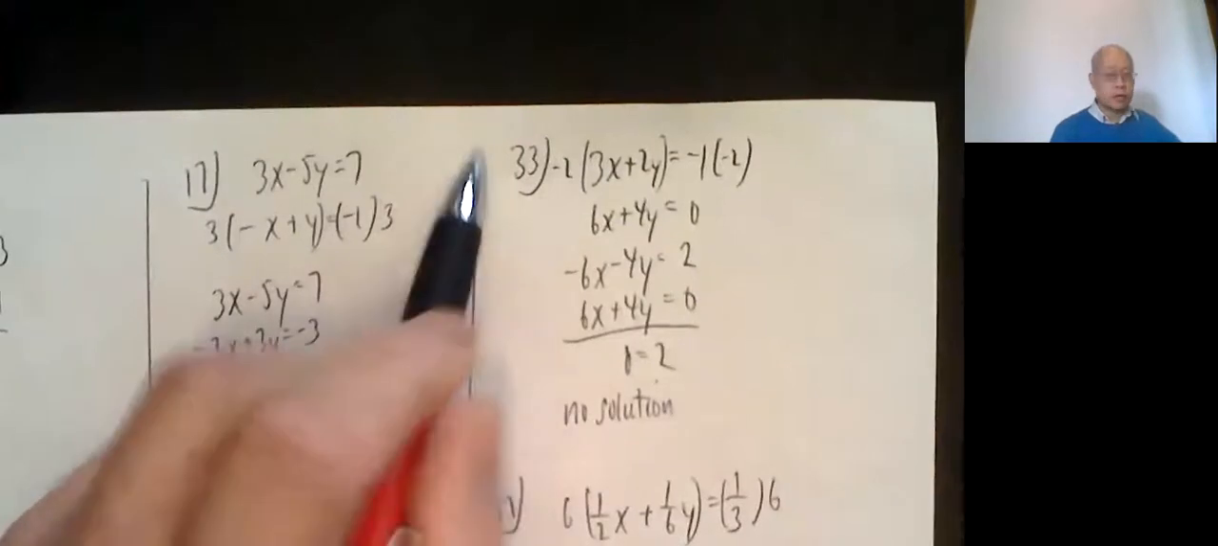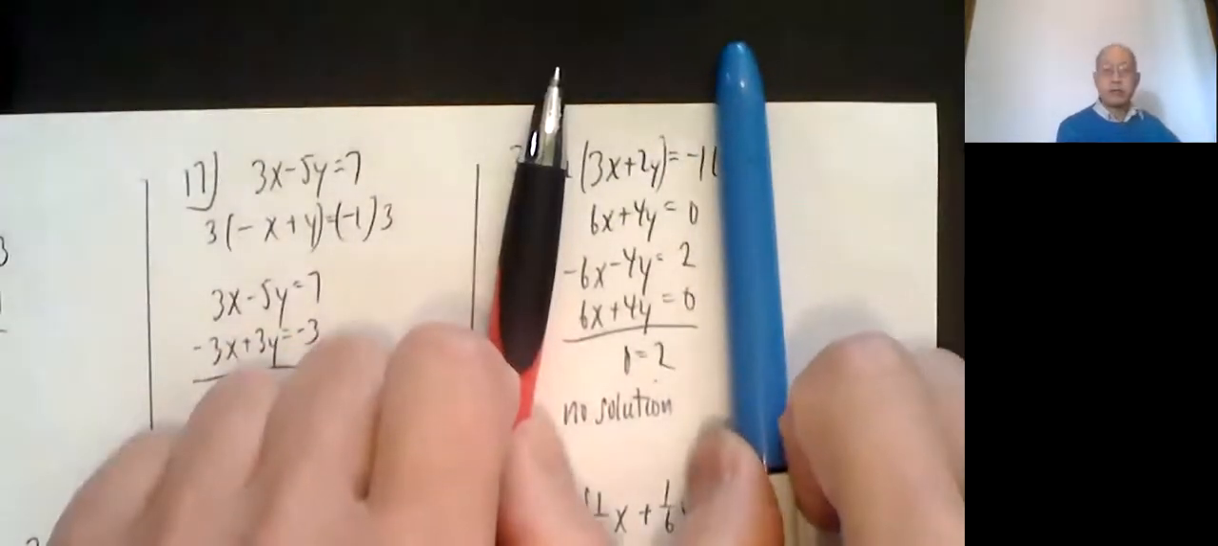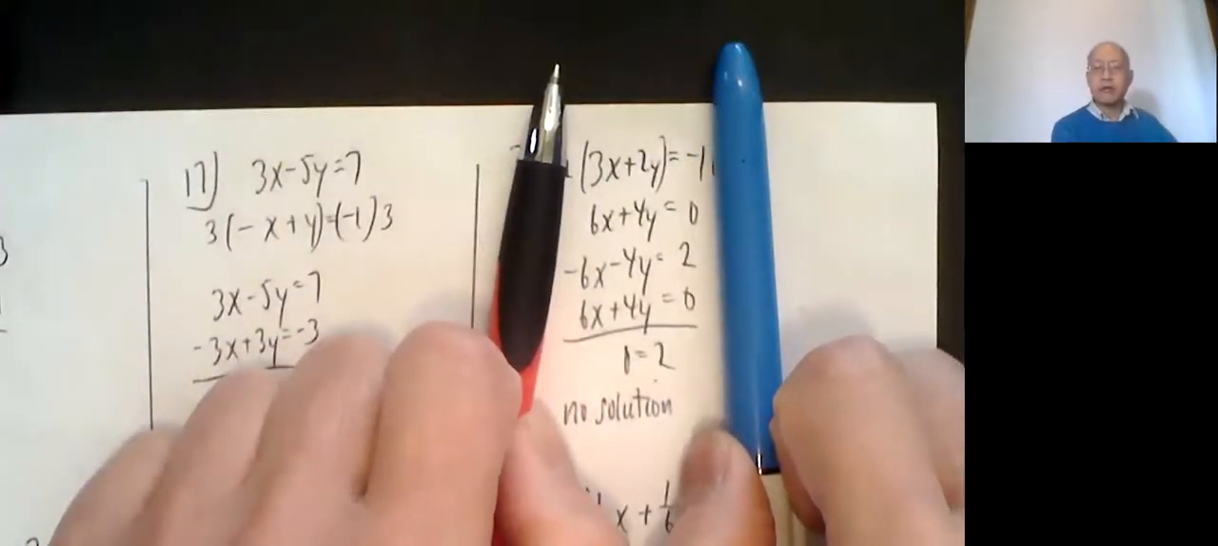Number 33. The original was like this. 3x plus 2y equals negative 1. 6x plus 4y equals 0.